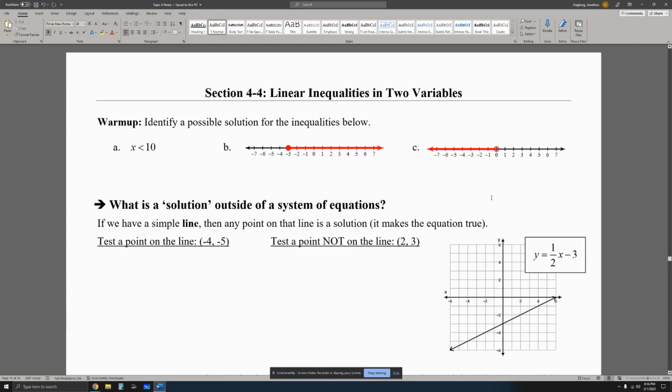Hi everyone. Today we're going to be completing our notes on section 4-4, linear inequalities in two variables. I want to start off with this warm-up. Let's identify a possible solution for the inequalities below.